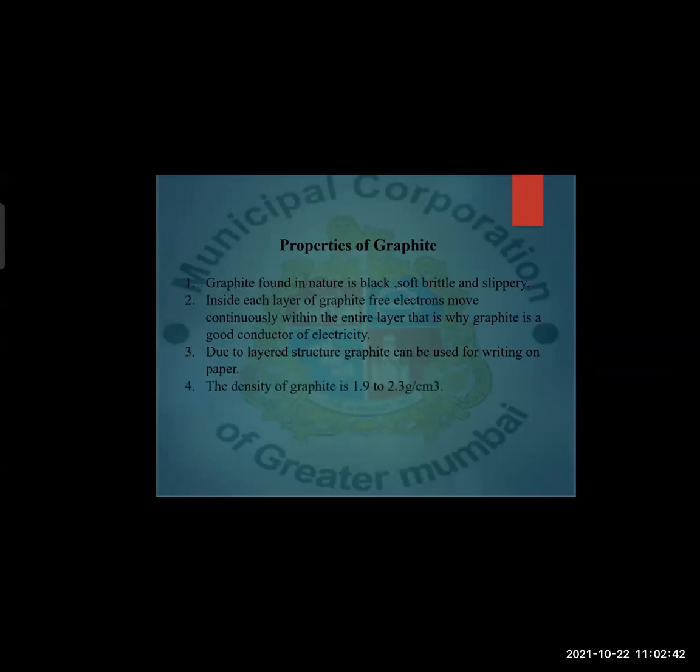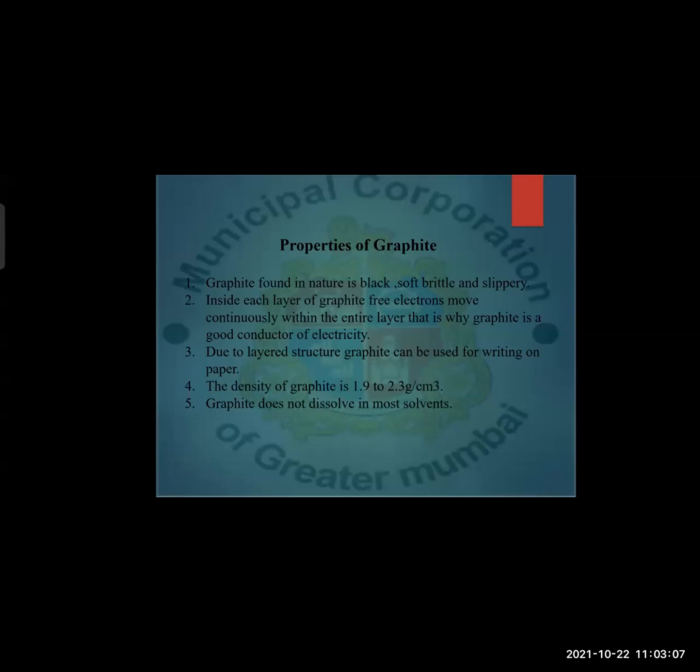Then the other one is the density of graphite. The density of graphite is 1.9 to 2.3 gram per centimeter cube. Okay. This was the density, which was the fourth point. And the next one, the fifth one, is that graphite does not dissolve in most solvents.